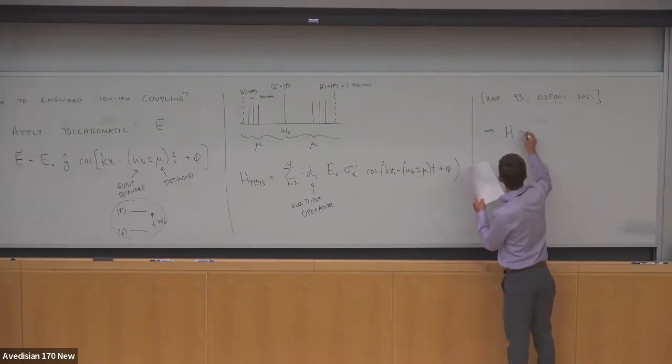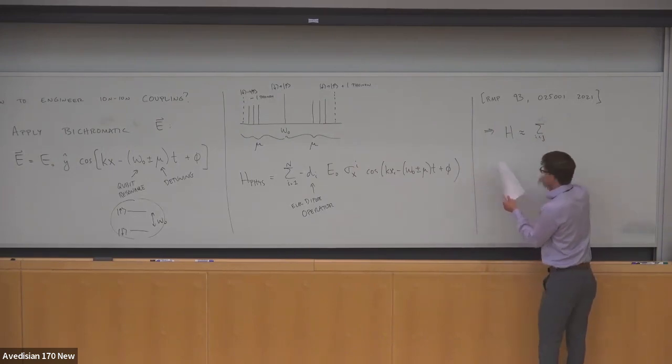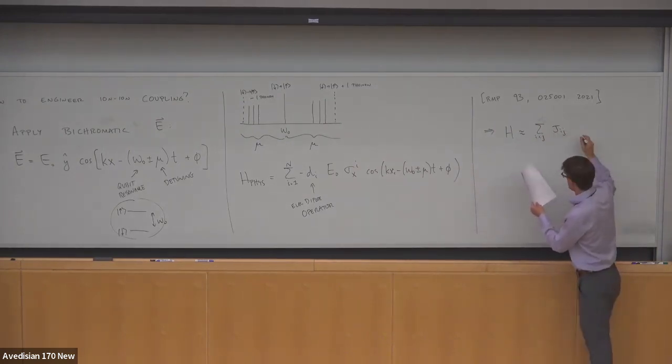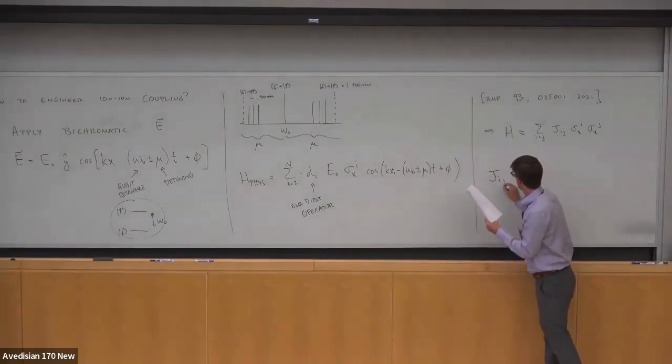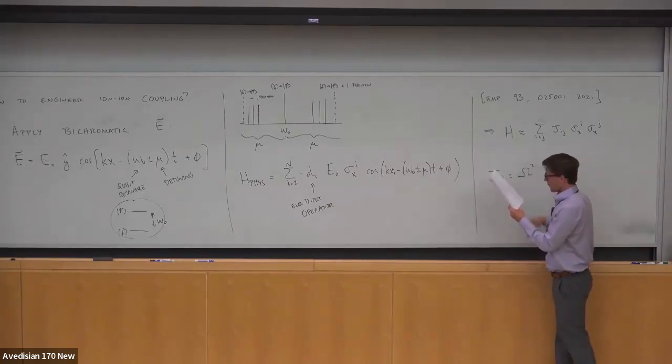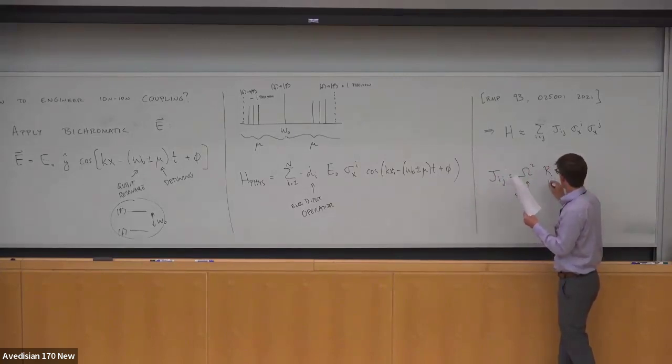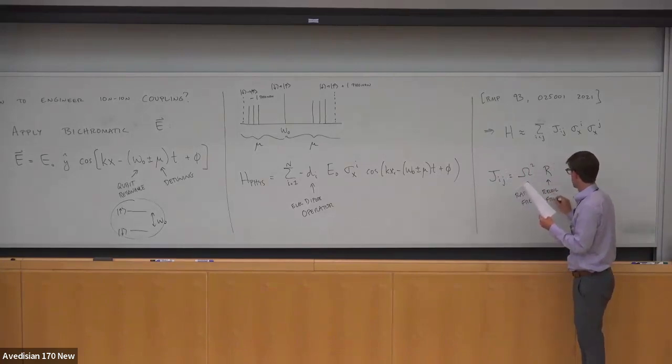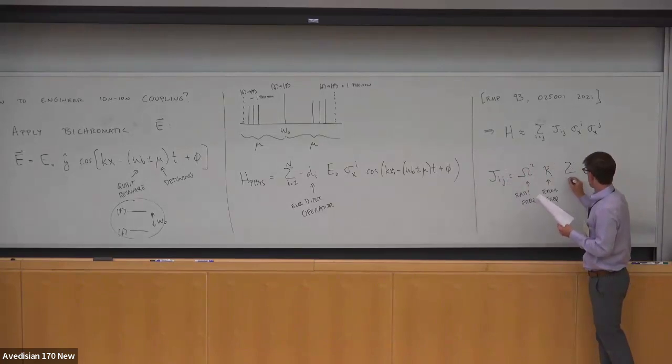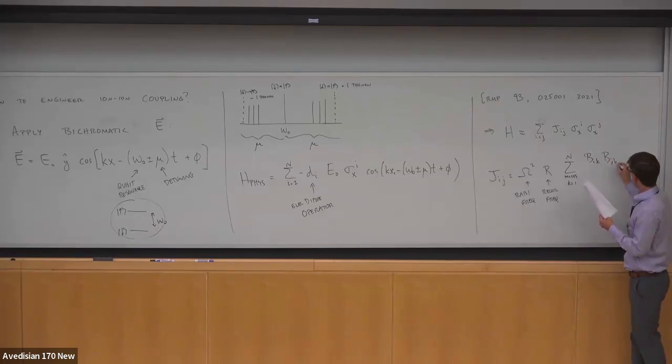in that limit, the Hamiltonian of the ions is approximately a sum over i less than j, J_ij, sigma x_i sigma x_j. Okay, so this is an Ising-type Hamiltonian where the coupling between ions i and j is equal to capital omega squared, so this is the Rabi frequency, times capital R, which is the recoil frequency of the atom, times the sum over all of the normal modes, from k equals 1 to N, of b_ik b_jk, divided by mu squared minus omega_k squared.